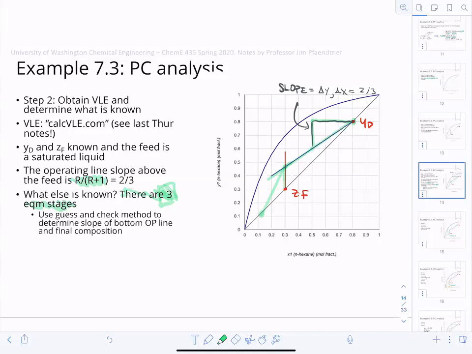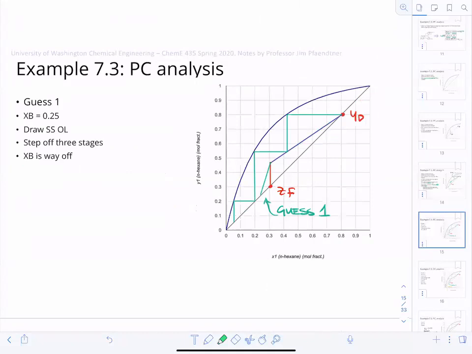So let's see what happens. Here's my first guess. I've made a guess of the bottoms composition of 0.25. So that's right there.